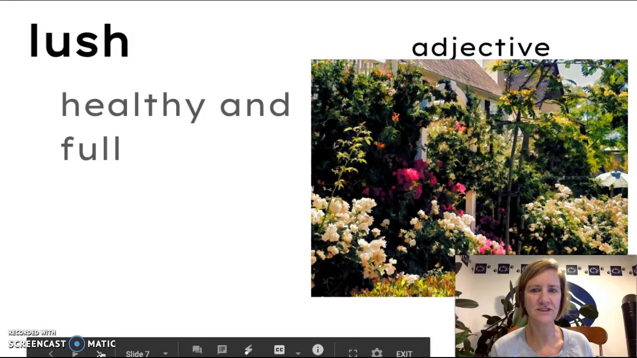Lush. Lush is also an example of an adjective, and it means healthy and full. A lot of times during the spring months, we see many lush fields in the farmer's land.